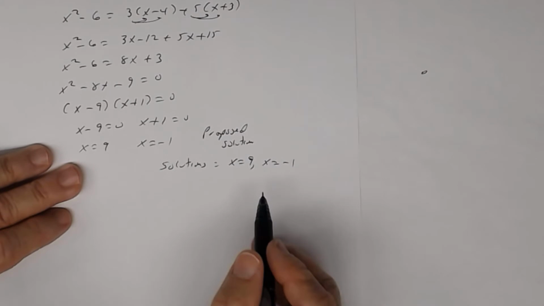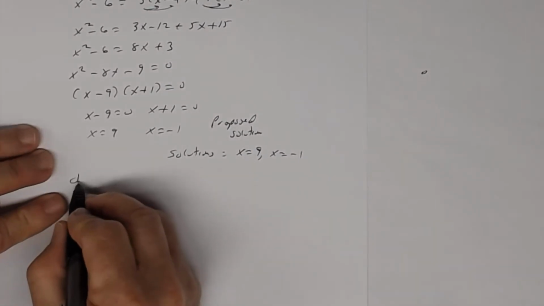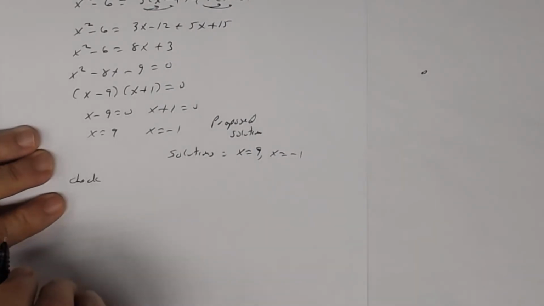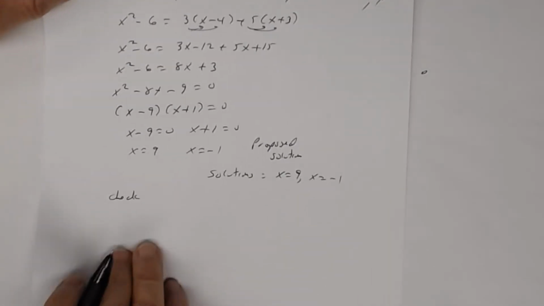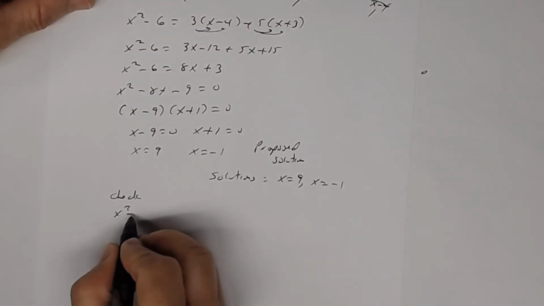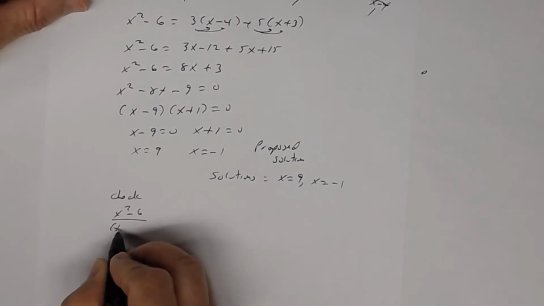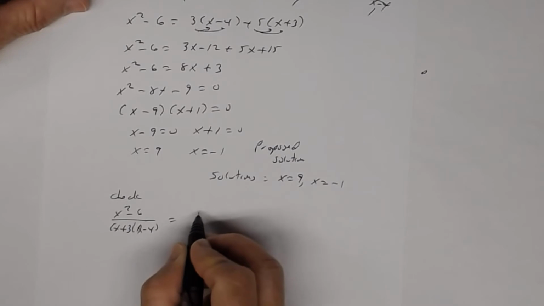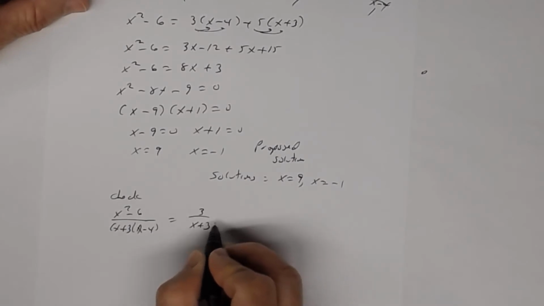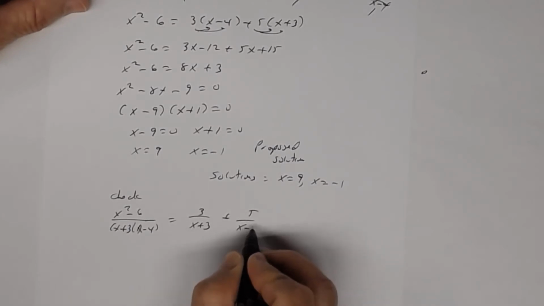So let's just check one of them, just to show you how to do that. So let's check x equals negative 1. So we go back to the original. And so the original, here's the original. You have x squared minus 6 divided by x plus 3 times the x minus 4 equal 3 divided by x plus 3 plus 5 divided by x minus 4.